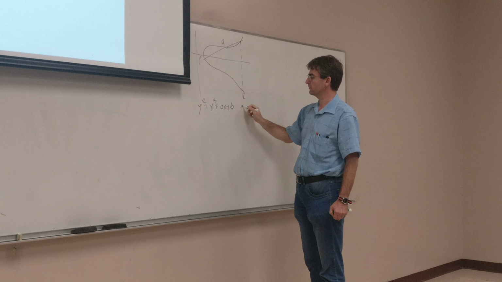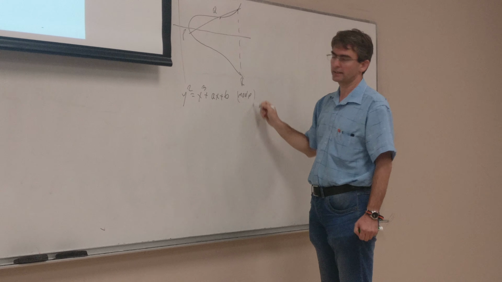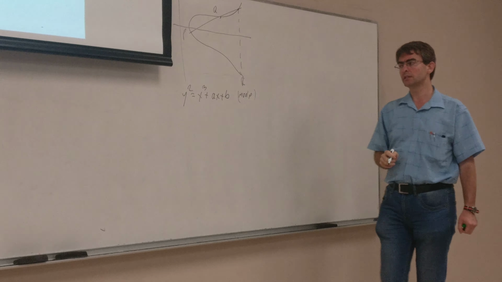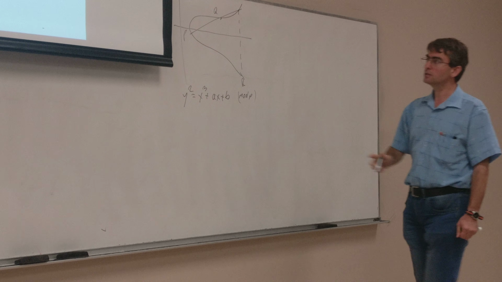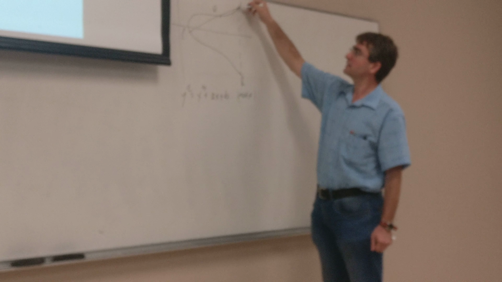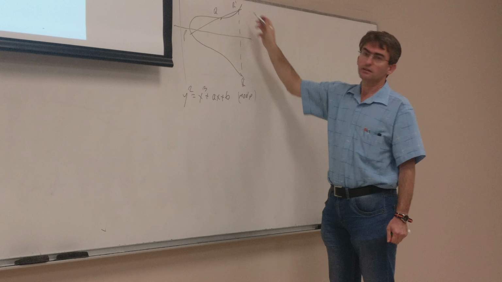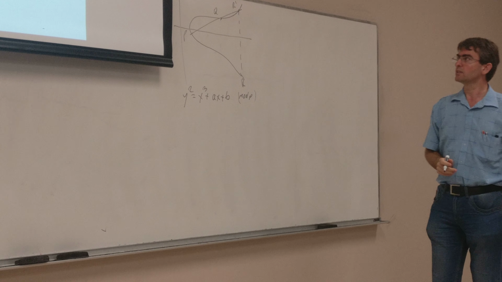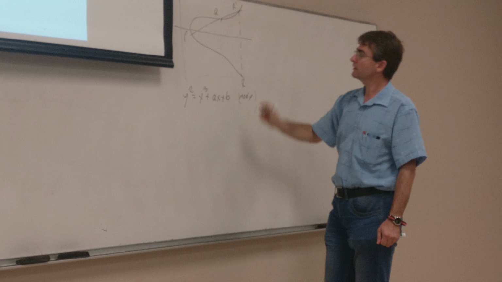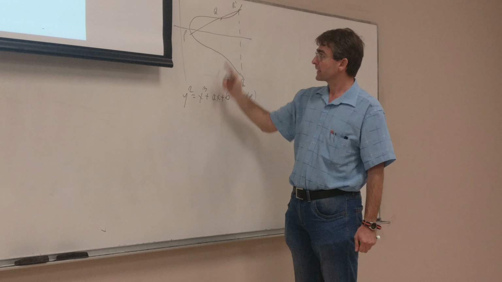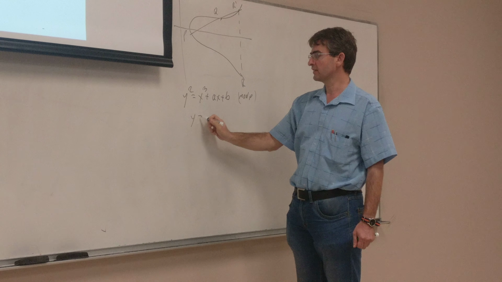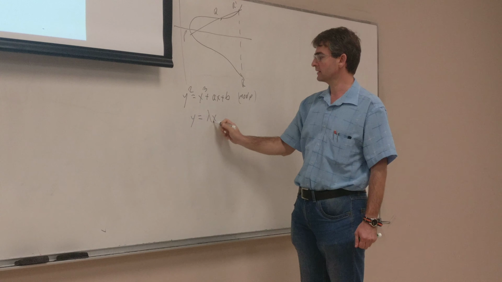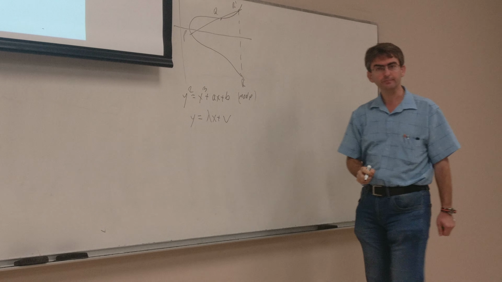We are going to notice that P and Q satisfy these equations, both of them, and the third intersection of the line with the curve is on the equation of this line. The equation of that line will be something of the type y equals lambda x plus v.